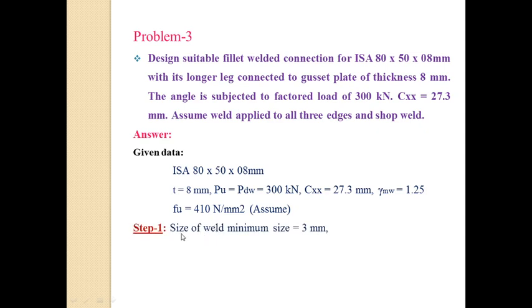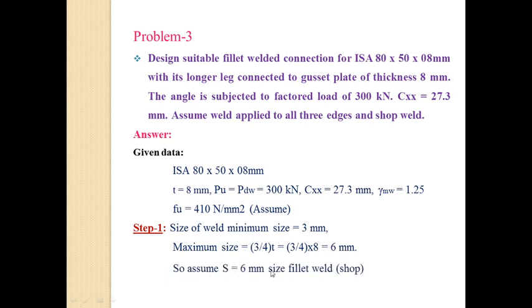So step number 1, size of weld we have to calculate. So we know the minimum size we have to take, and that is 3 mm. Now this is the angle section. So there is the rounded toe. So we take the maximum size of fillet weld as 3/4 into the thickness of that rounded toe. So the thickness of that rounded toe is 8 mm. So the maximum size is 6 mm. So we can provide the weld in between 3 mm and 6 mm, okay, or 3 or 6 mm. So we assume here also 6 mm weld. Okay, we have taken the maximum size, that is for shop weld.